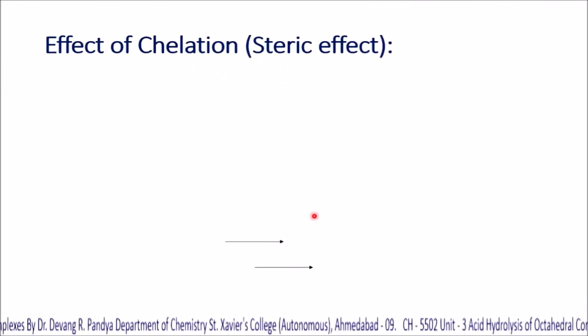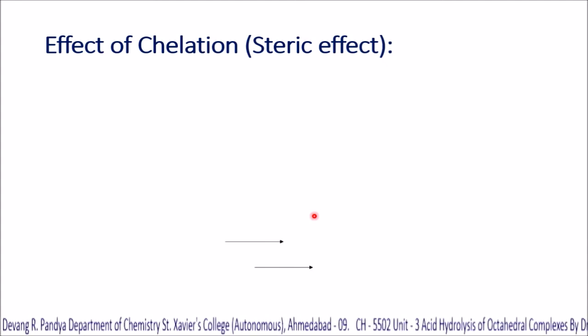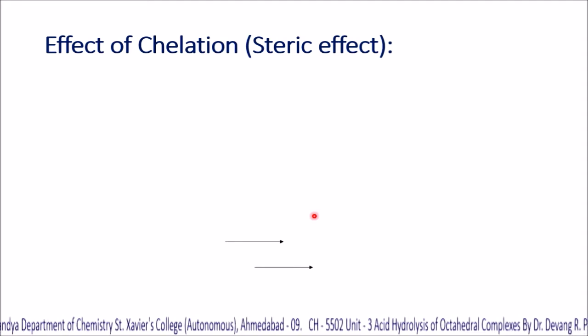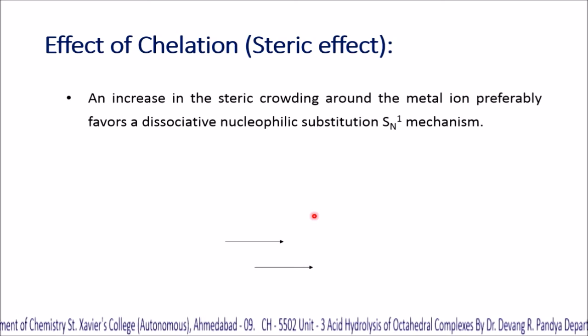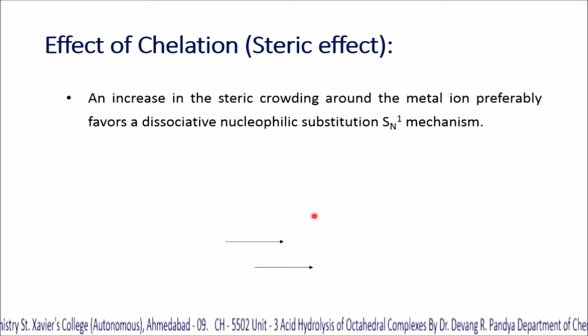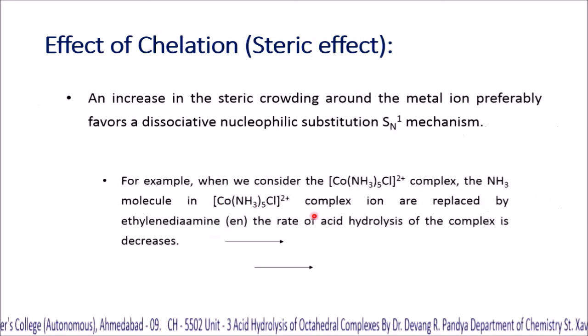Now, the effect of chelation. Chelation is going to create crowding near the central metal ion. As crowding increases, the steric effect increases as well. So here you can see that an increase in the steric crowding around the central metal ion preferably favors dissociative nucleophilic substitution, that is going to facilitate the SN1 mechanism.